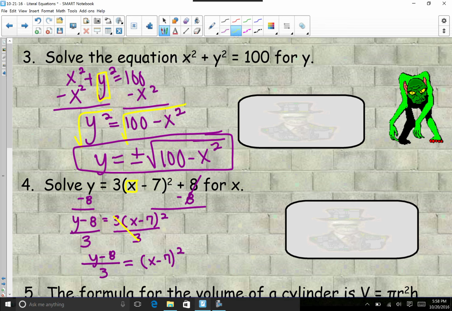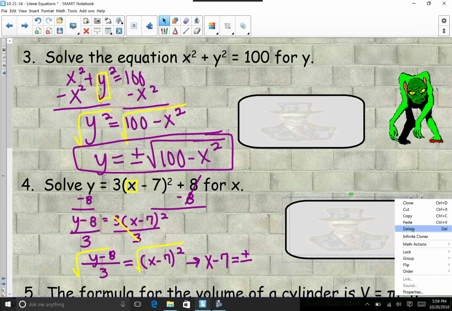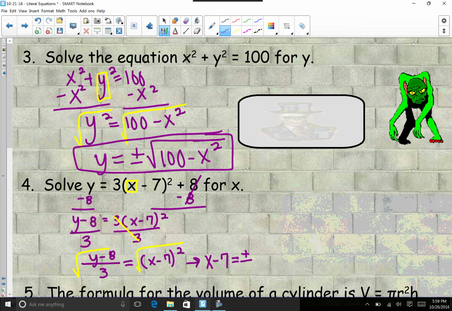This is kind of like those extracting the square root problems that we've been doing, isn't it? So what we're going to do now is take the square root of both sides. I'm going to write my x minus 7 first. x minus 7 equals plus or minus the square root of y minus 8 over 3. If I wanted to, I could rationalize this denominator. I'm going to tell you that you don't have to.